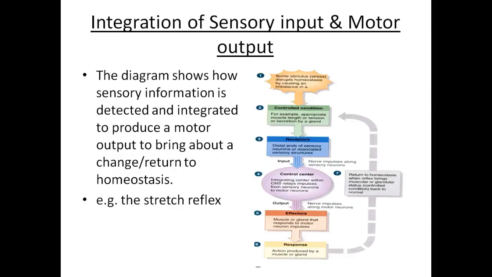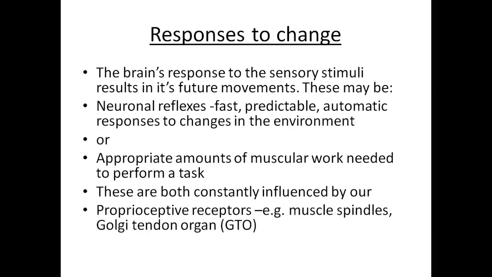So we've got an integration of sensory input and motor output. Senses take information to the brain, and then the brain tells the movement what it wants to do. From the brain to the spinal cord, down the nerves, into the muscles, and we've got that movement created. And this diagram shows a stimulus, then a controlled condition, receptors, the control center, the effectors, and the response. And this is it in a homeostatic loop. That loops over and over again. So the diagram used there is the stretch reflex.